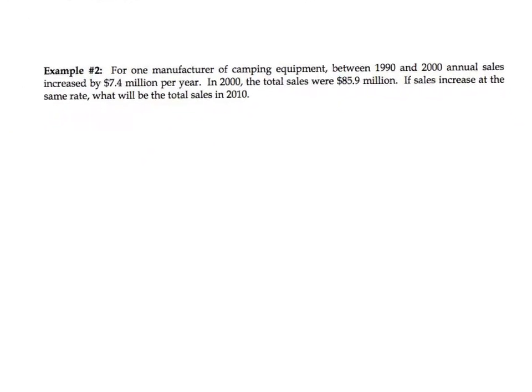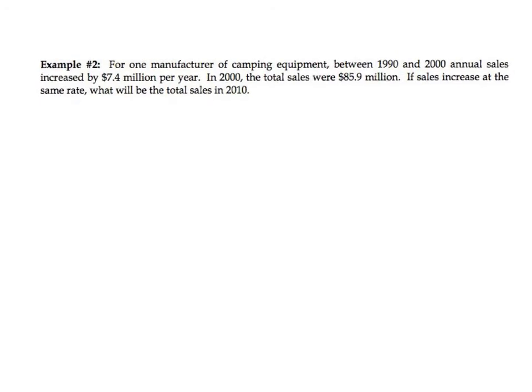So in our second example here, we have for one manufacturer of camping equipment, between 1990 and 2000, annual sales increased by 7.4 million per year. In 2000, the sales were 85.9 million. If sales increase at the same rate, what will be the total sales in 2010?